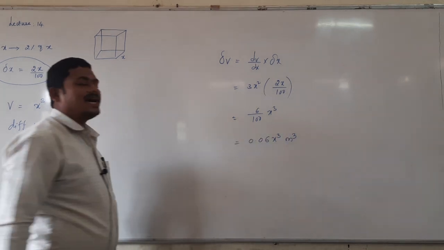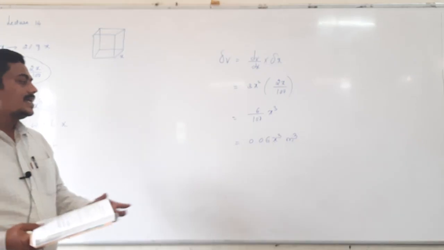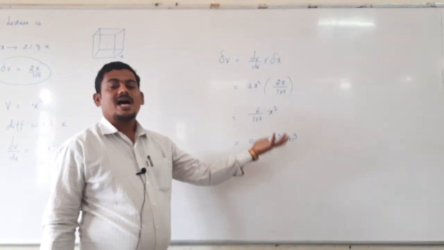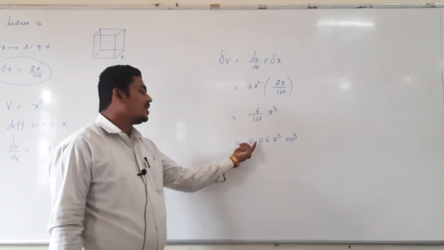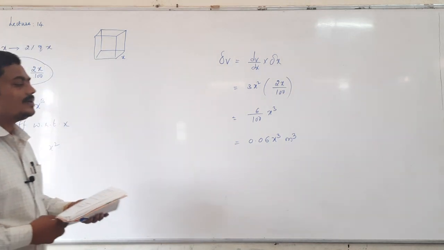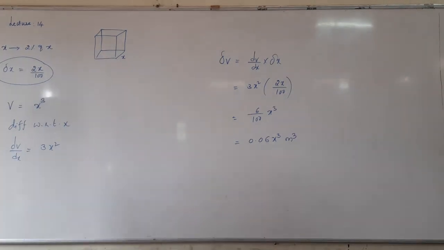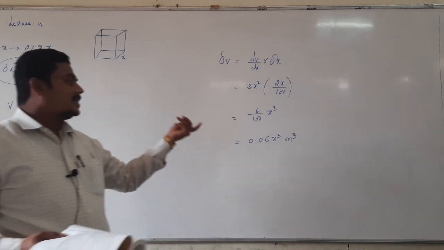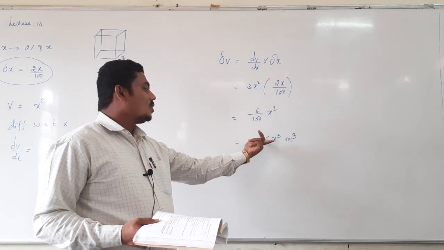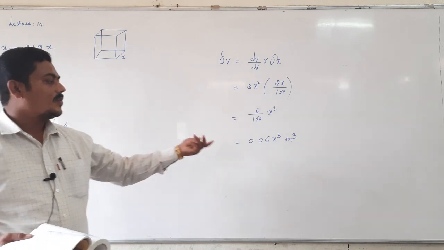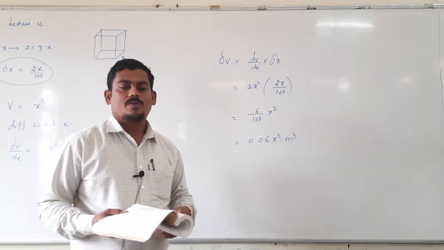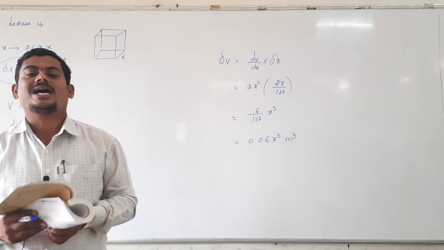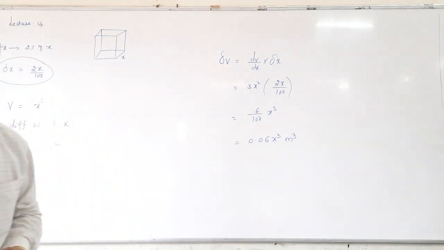This much of volume is increased. Initially volume is x cube, after some time its volume becomes 0.06 times initial volume. Once 2% of edge length is increased, then 0.06 into x cube or 6% of its volume is increased, right?